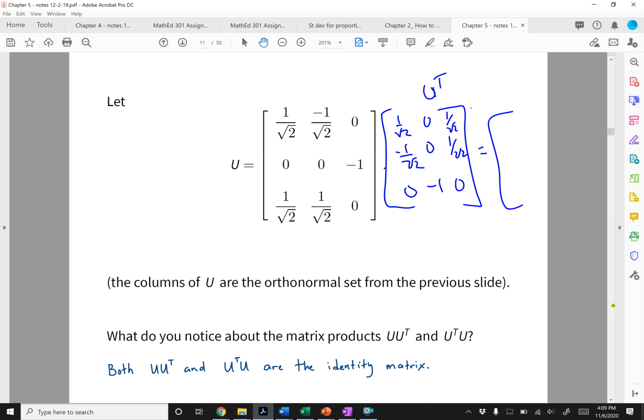I get 1 over the square root of 2 times 1 over the square root of 2, which is a half, and then I get another 1/2. Those will become positive and 0, so I get 1. And here I get 0, 0, 0. And here I get 1/2, a minus 1/2, and 0.